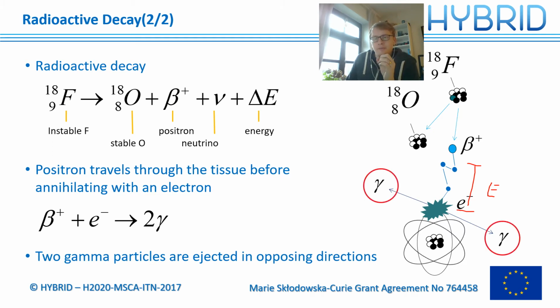And those 2 gamma particles are the basic thing in the end we measure, the basic particle. So originating from the positron, 2 gamma particles are ejected, and those we can measure even outside of the body.